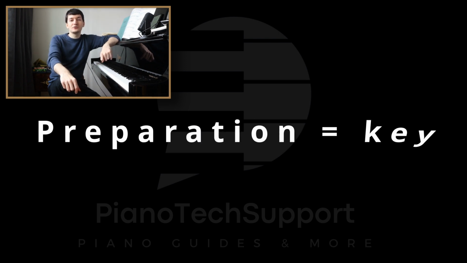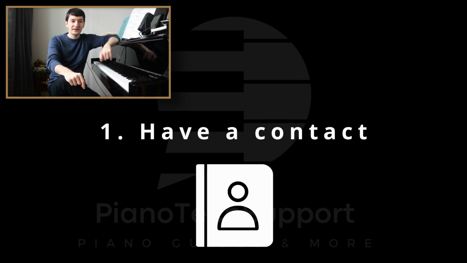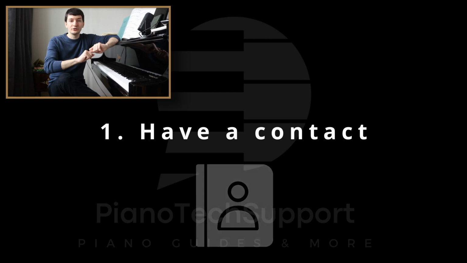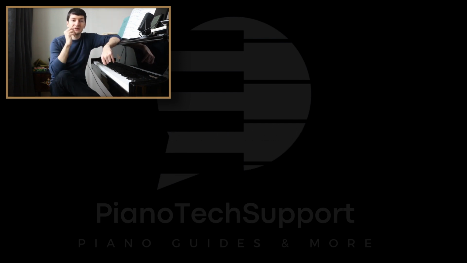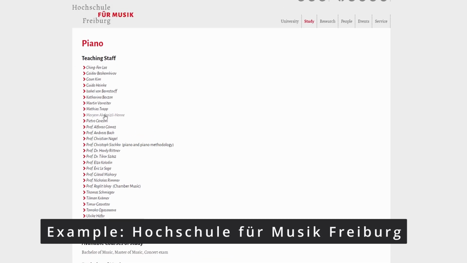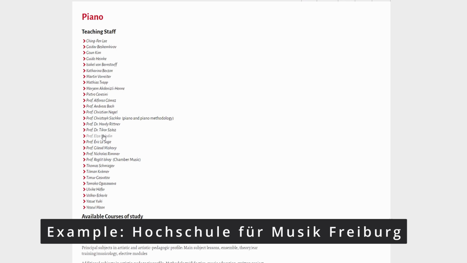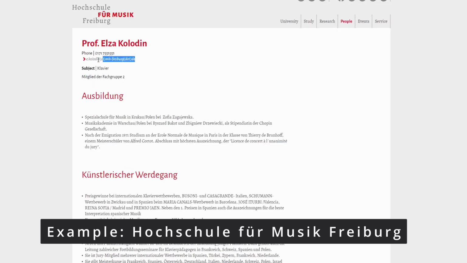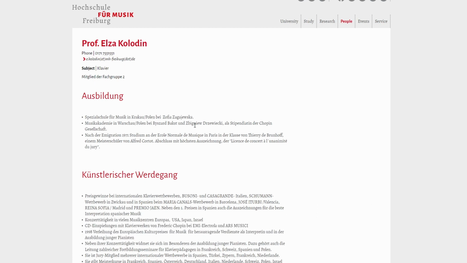So before we talk about which pieces you should play or which repertoire, how you should present yourself, etc., we need to talk about the most important thing, and that happens before the audition. You need to have a contact in that university that you're going to present your pieces before the audition actually starts. In order to find a contact at a university, you can usually just go to the university website or the conservatory and find a good fit for you, which means you read through the CVs, you read what they have done, how long they have been teaching for, etc., and then you find a good fit for you.